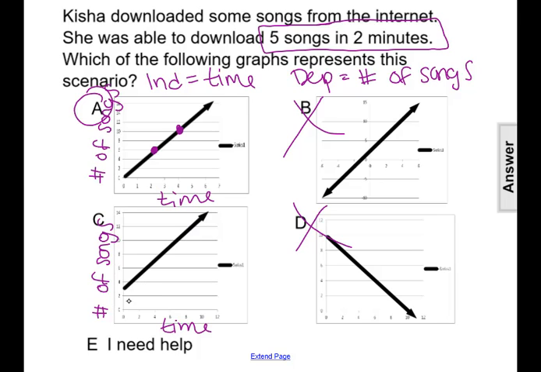Just to show the difference in graph C, if we go to 2, we do go up to approximately 5, so 2 minutes, 5 songs, but if we go to 4 minutes, we're only going up to around 7 or 8, we're not making the 10 songs. So the download rate isn't as fast as it should be in graph C. So that makes our answer choice A. That is the graph that best represents the scenario.